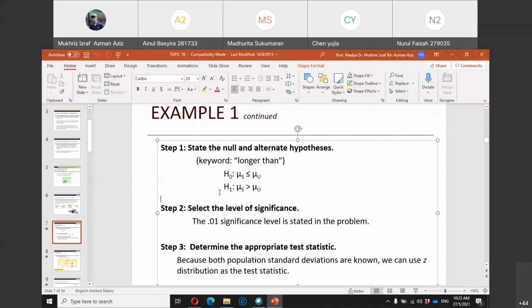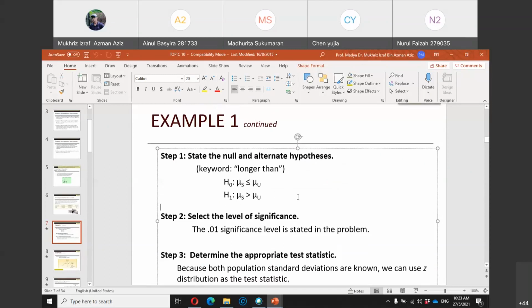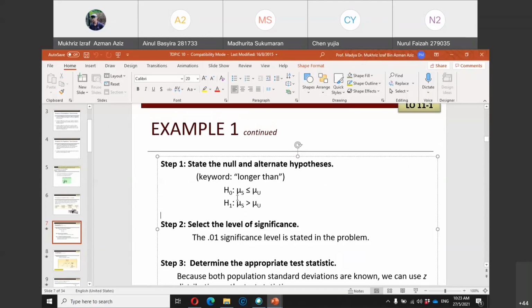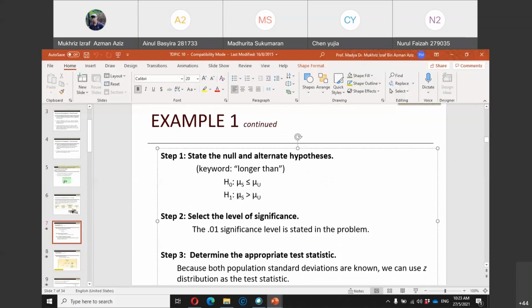The subscript s, I think, is understood to refer to the standard, and u refers to the use scan method. You want to test whether the mean from the standard is longer. Longer means it should be higher than. This is how you construct your H1. In other words, mu s appears first, followed by mu u.